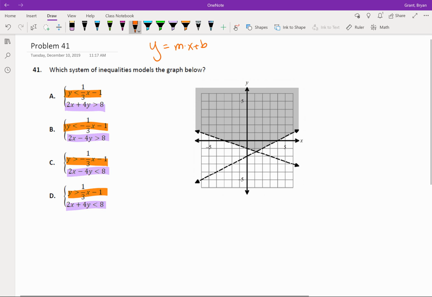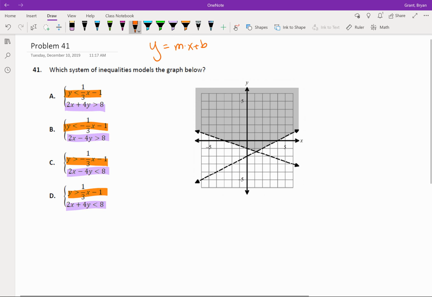The only thing that changes though is if your line's going to be dashed or solid, but this equation for all of them is still going to be the equation of the boundary line. It's going to be the line that separates the shaded region from the non-shaded region. So we still should be able to use these even without an equal sign to get an idea which dashed line over here is the right dashed line.